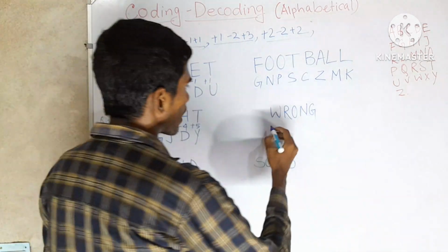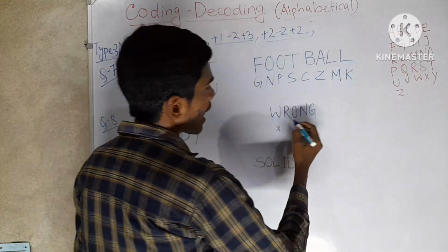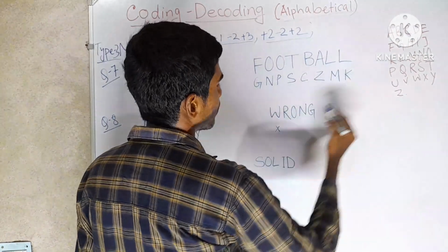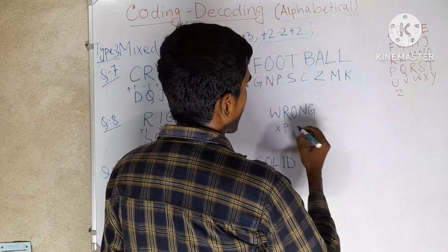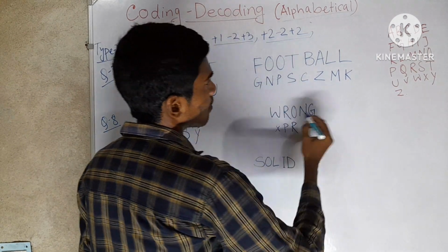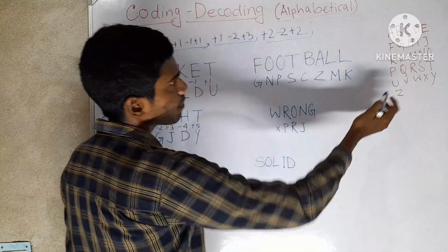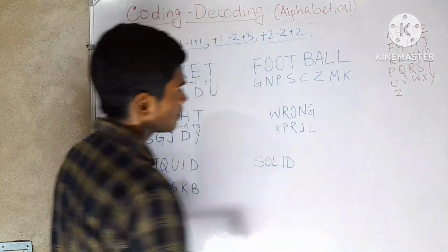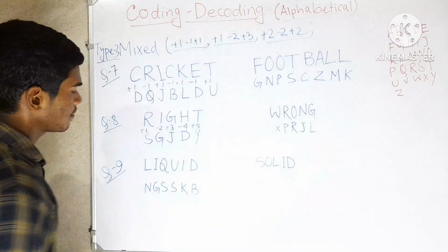Similarly, W plus 1 is X, R minus 2 is P, O plus 3 is R, N minus 4 is J, and G plus 5 is L. So the code for wrong will be XPRJL.